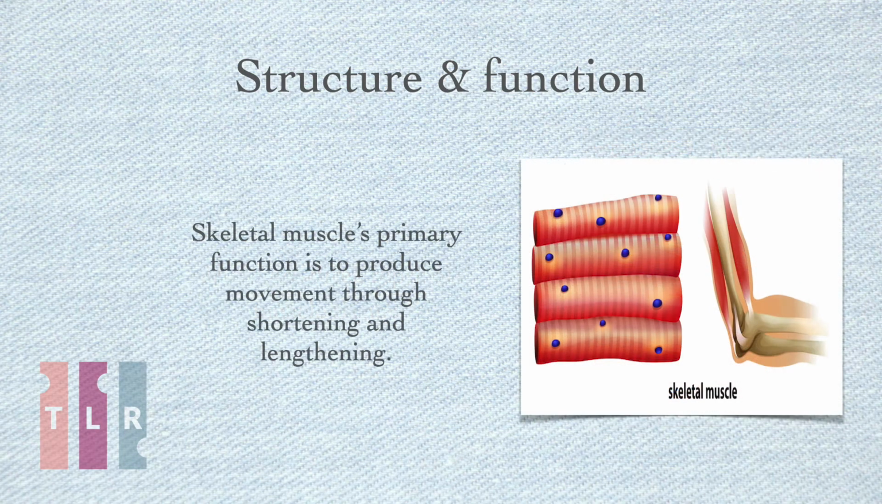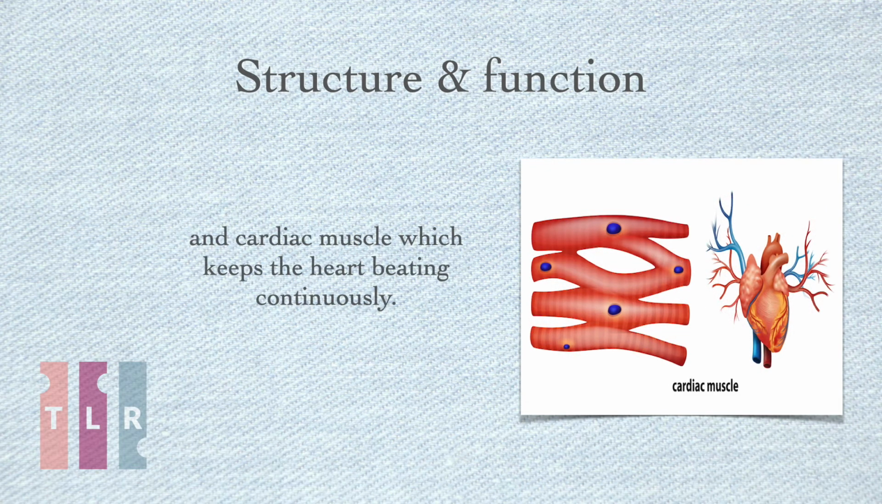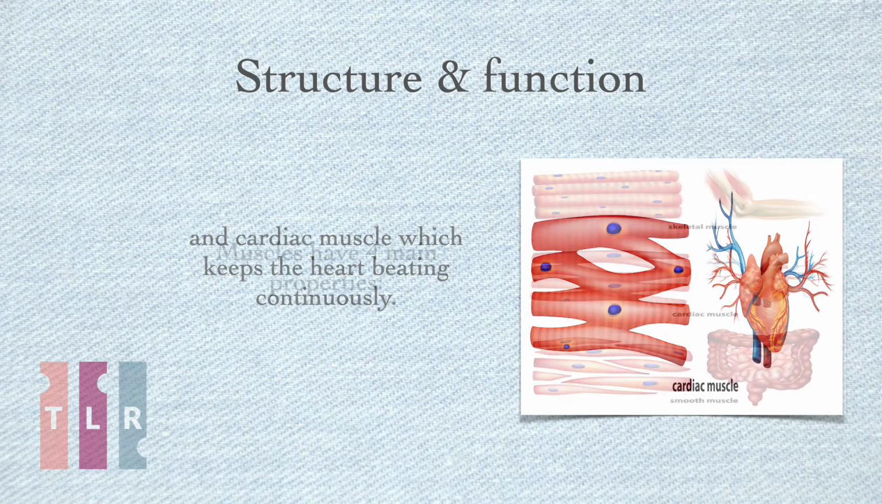Skeletal muscles' primary function is to produce movement through shortening and lengthening. Smooth muscle is found inside the body and is needed to carry out autonomic functions such as regulating blood pressure and peristalsis, and cardiac muscle, which keeps the heart beating continuously.